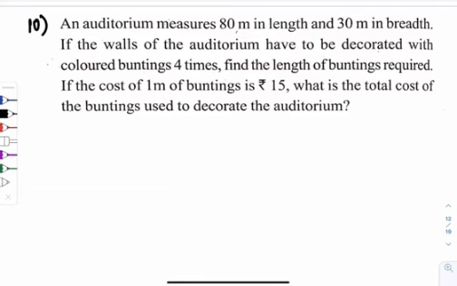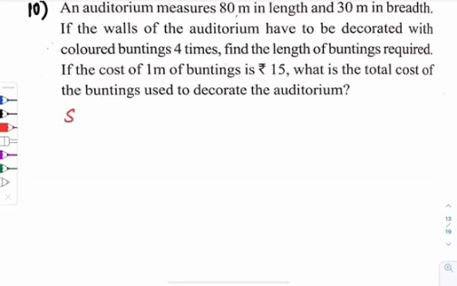Now the next problem: an auditorium measures 80 meters in length and 30 meters in breadth. If the walls of the auditorium have to be decorated with colored buntings 4 times, find the length of buntings required. If the cost of 1 meter of buntings is rupees 15, what is the total cost of the buntings used to decorate the auditorium? The first step would be to write the given data. What is it that is given?